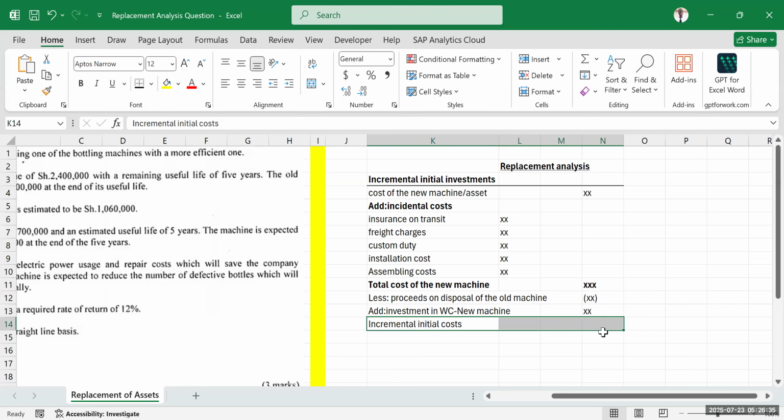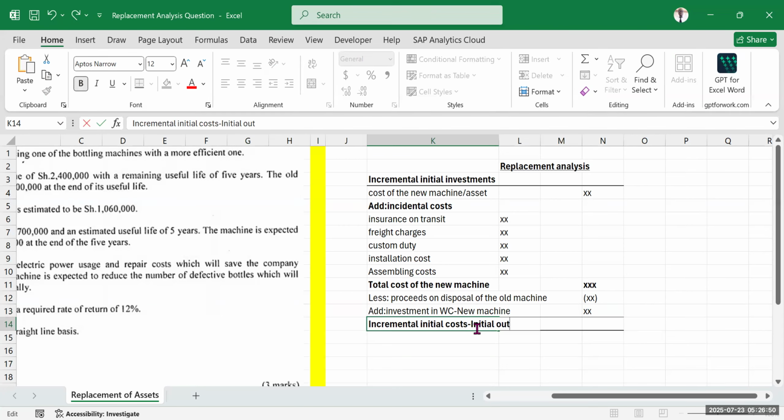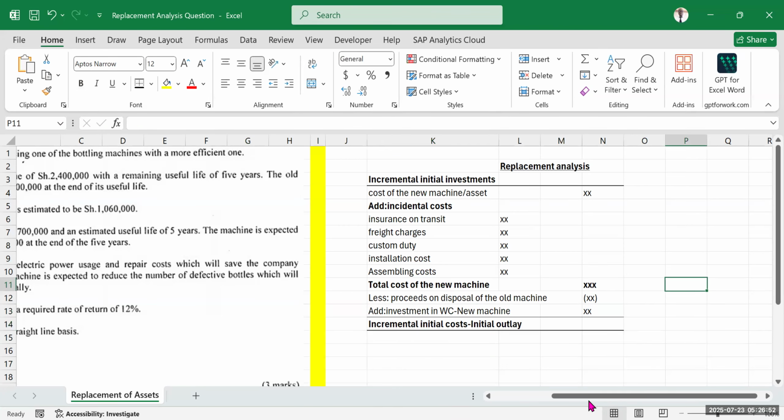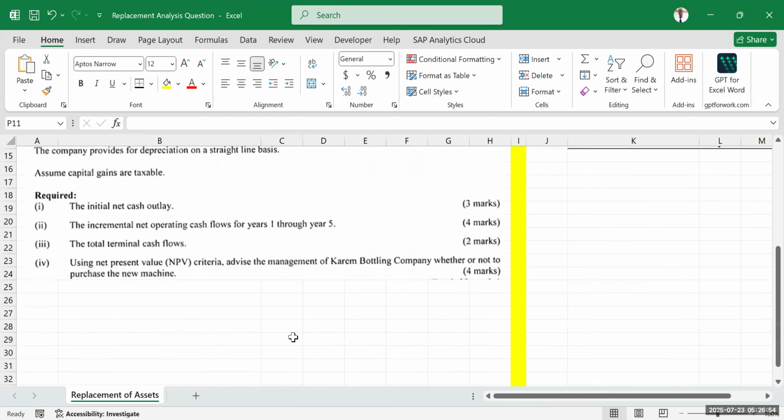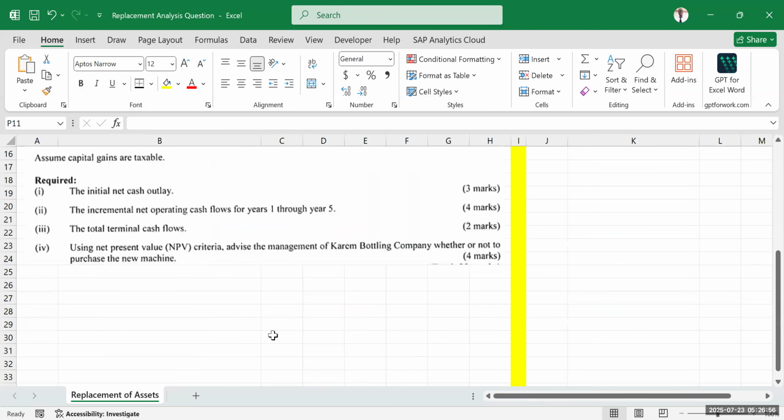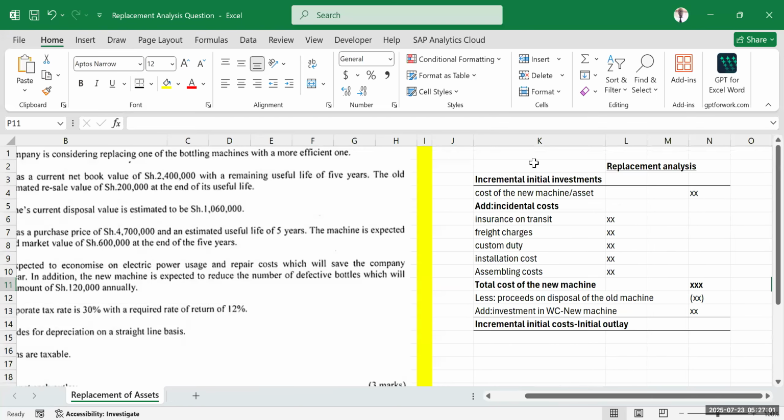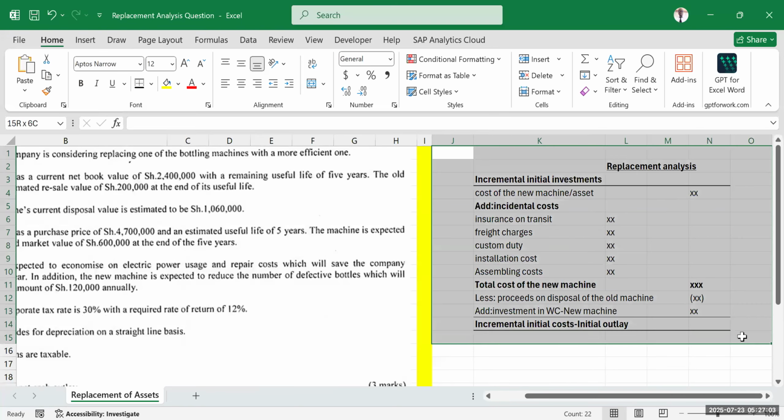So that should be a format that is going to help us get the computation of the total incremental initial costs. And this, you can also call initial outlay. And I want us to look at the required. Required part 1 was asking us what? The initial net cash outlay. Now, this is the format to get the output or the answer for part 1 of that question.